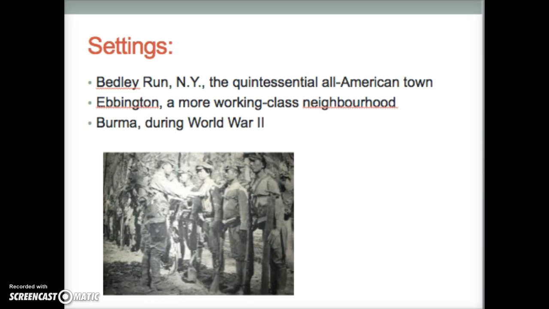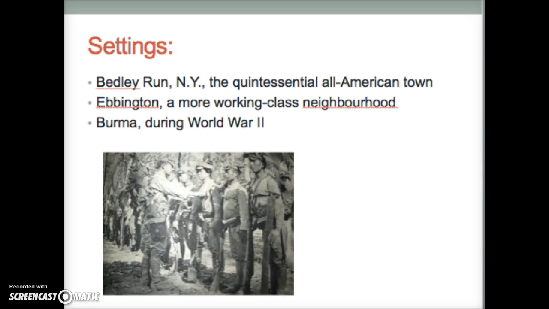There are three distinct settings in the novel. The primary or framing narrative takes place in Bedley Run, an American town. This is the upscale, wealthy neighborhood where Doc Hatta is living in his beautiful house that he's restored, and it's got this gorgeous flagstone swimming pool in the backyard, and it's all very immaculate and pristine, and he lives in this very wealthy, upper class American neighborhood.